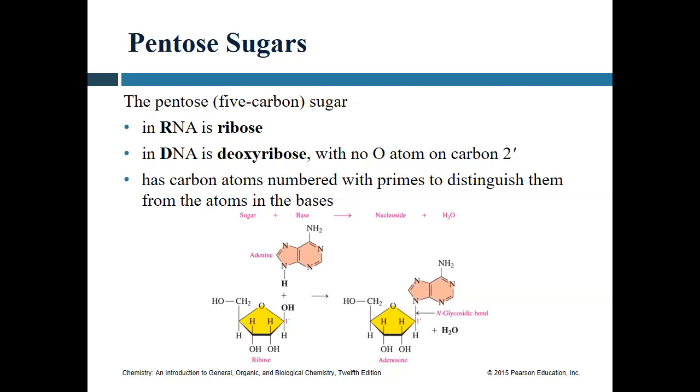The second component of a nucleic acid is a pentose sugar. Pentose, 5, this is a 5-carbon sugar, makes a 5-membered ring. Again, if we think about what those Haworth structures are showing us here, we've got a 5-member ring in the ribose here.